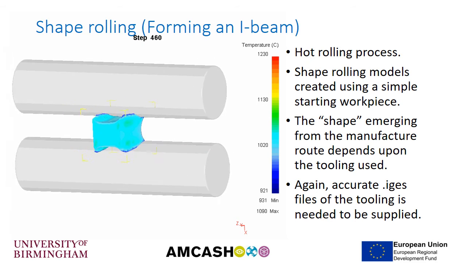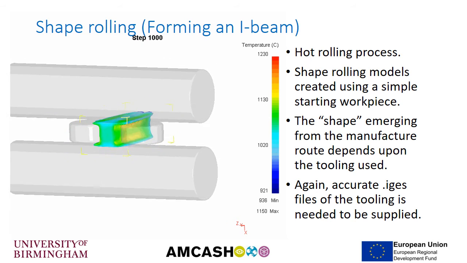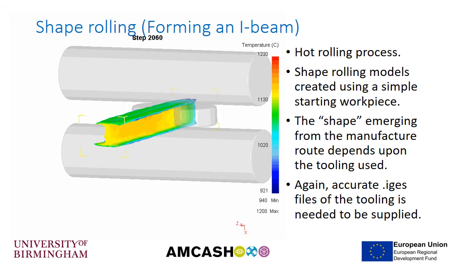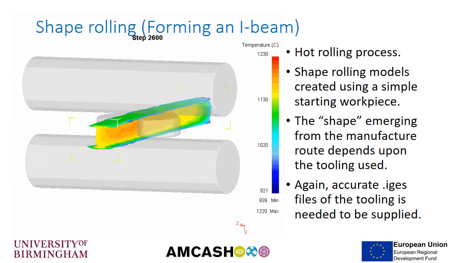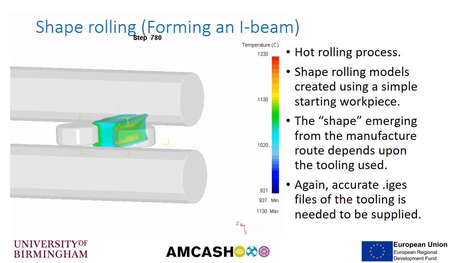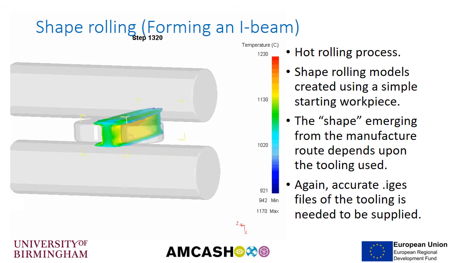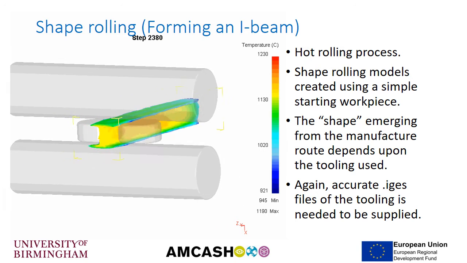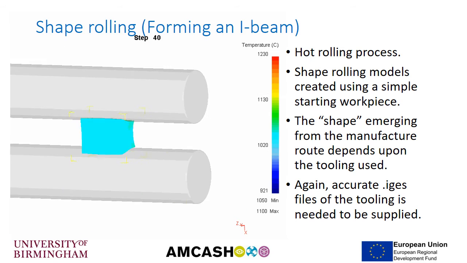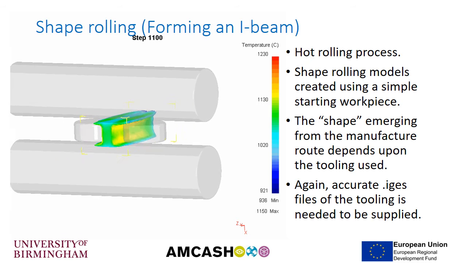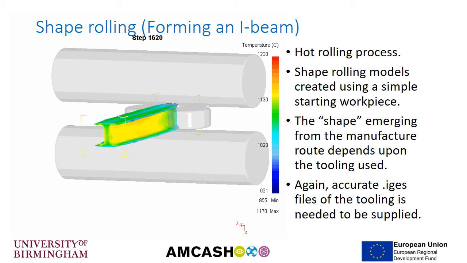So the second finite element model I'd like to talk to you about is a shape rolling model. So again, we start off with a very simple shaped workpiece. This is a rolling model, so we're applying different rollers back and forth over our workpiece. We start off with top and bottom rollers, and then we add some side rollers in. And as we pass our workpiece back and forth through these moving rollers, we can see the emerging shape of an I-beam as it's being constructed through this mechanical process.